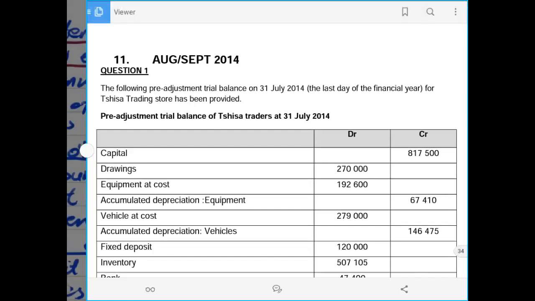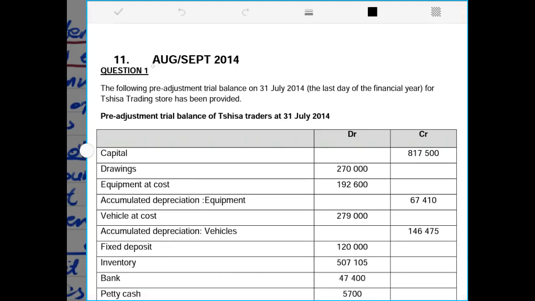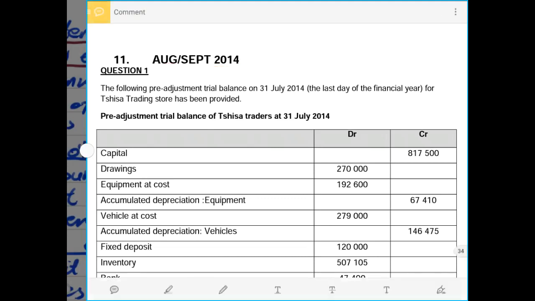Good day, students. I will be doing the 2014 exam, which I think will be the last video for this term. Question 1 says the following pre-adjustment trial balance on the 31st of July 2014, the last day of the financial year, for Chisa Trading Stores has been provided.